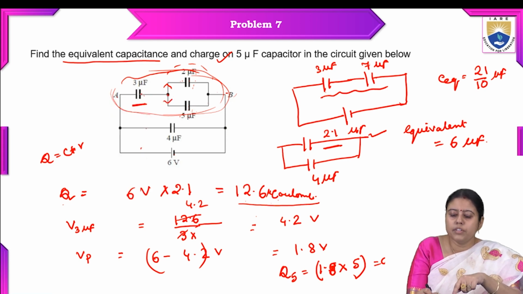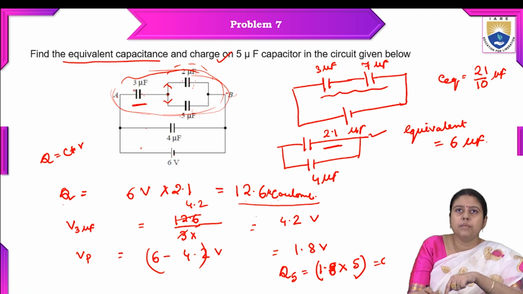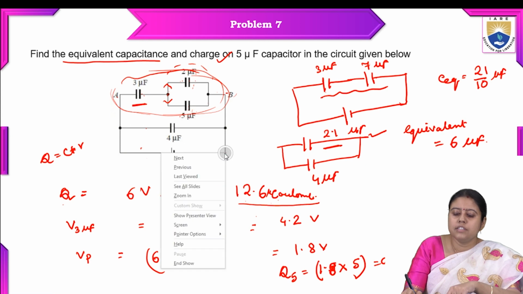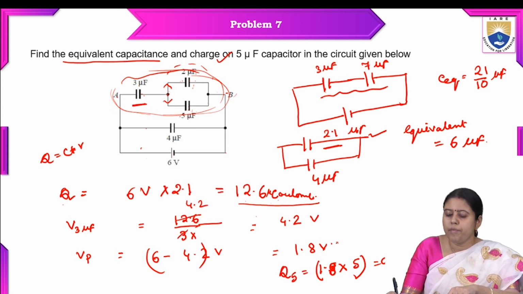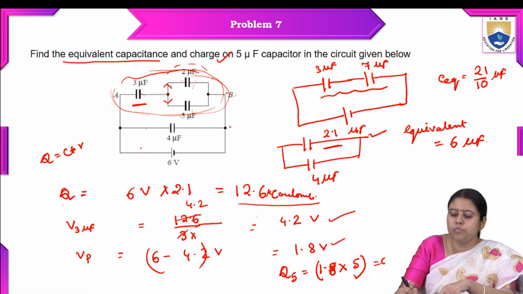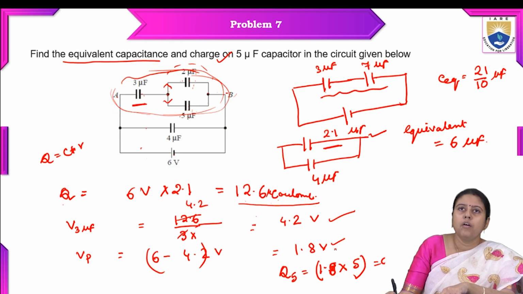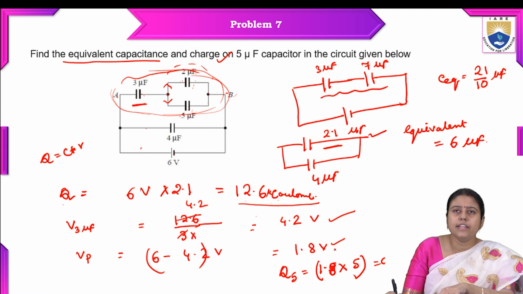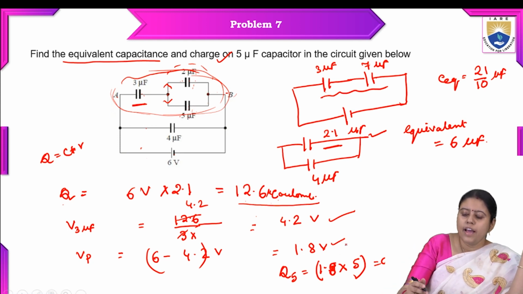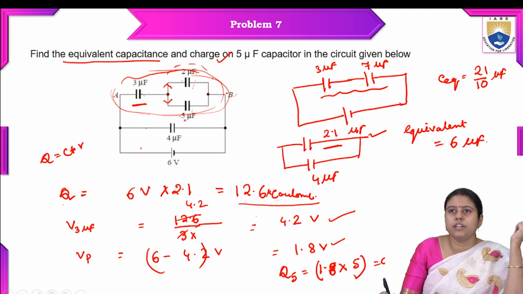So we know the capacitance. So what is the voltage? Voltage is equal to charge by the capacitance. We got the voltage drop across the capacitor. If the total voltage is 6 volt, then 6 minus 4.2 volt, so it must be 1.8 volt.